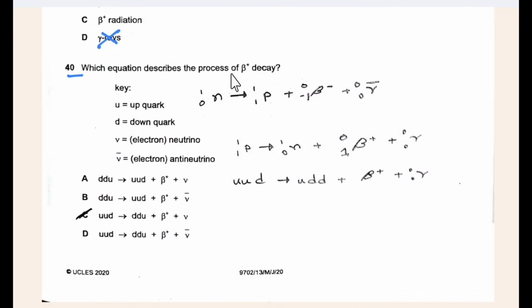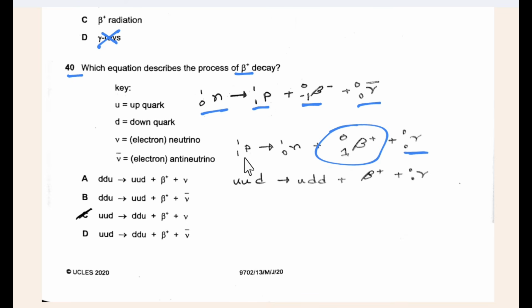Which equation describes the process of beta plus decay? For beta minus decay, a neutron changes to a proton, and a beta minus particle and an antineutrino are emitted. But for beta plus decay, it would be just opposite. That means instead of neutron, it would be proton. Instead of proton, it would be neutron. Instead of beta minus, it would be beta plus. Instead of antineutrino, it would be neutrino. That means it is reversed. So after reversing this, we get our second equation, and this is for the beta plus decay.